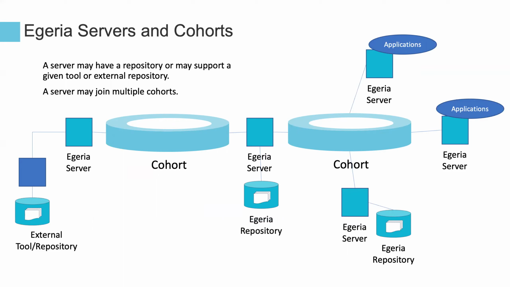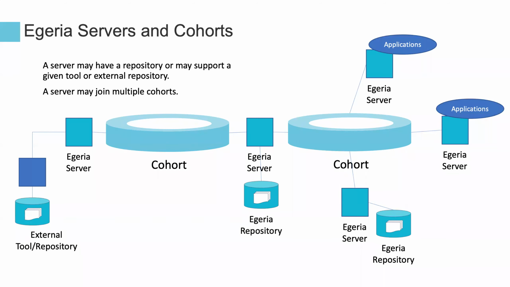Egeria servers can perform all sorts of roles. They can have local repositories, which we'll talk about a lot more later in this presentation. Or like the servers over on the right-hand side of this picture, they may not have repositories. They may be there to serve applications through things called access services. So you've got users like the data scientists, like the DevOps personnel, for example, using applications, using services on the Egeria servers to communicate with the other servers in the cohort.